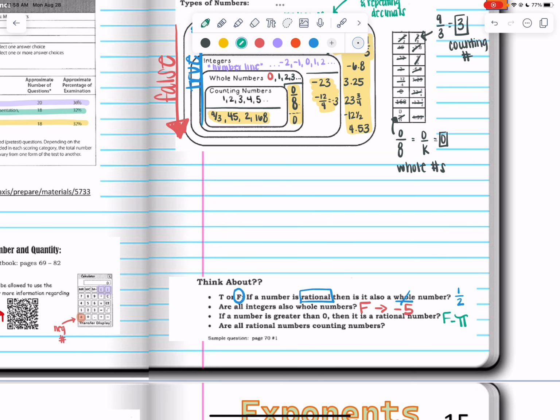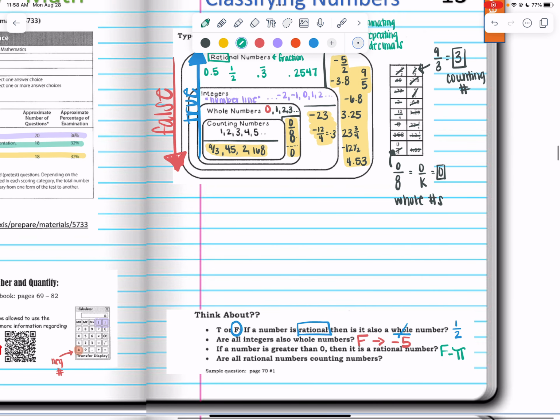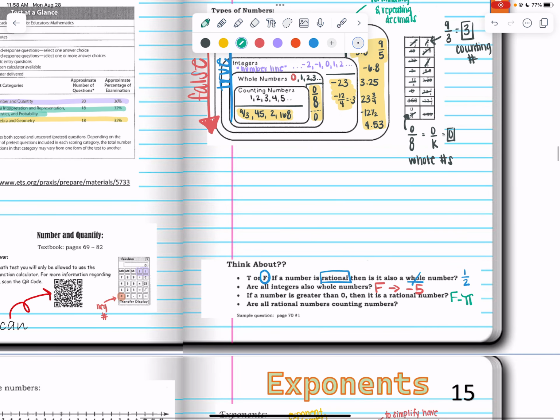And then the last one: are all rational numbers counting numbers? False, because, again, I'm going down. An example of that would be -1. -1 is a rational number, but it is not a counting number. Or 1/2, also a rational number, but not a counting number.